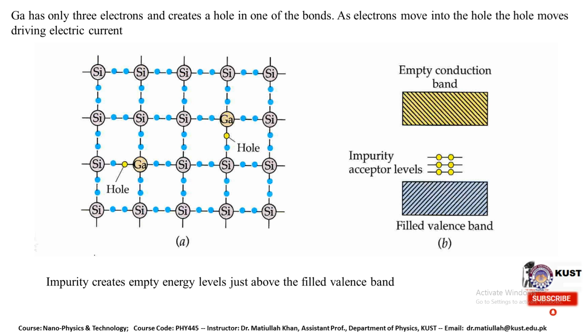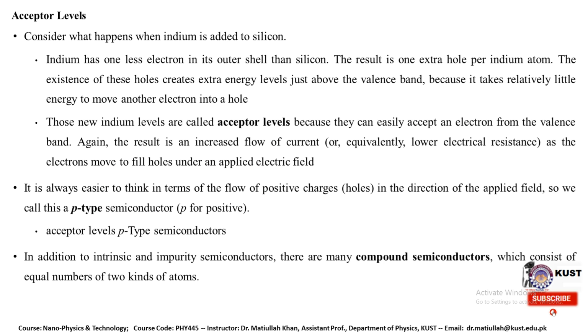There is a missing electron, and this missing electron is actually a hole, and this acceptor level is created just above the valence band. That also promotes the motion of electrons from the valence band toward the conduction band. But keep in mind the charge neutrality of the whole system is maintained. So these acceptor levels are created when indium is added to silicon.